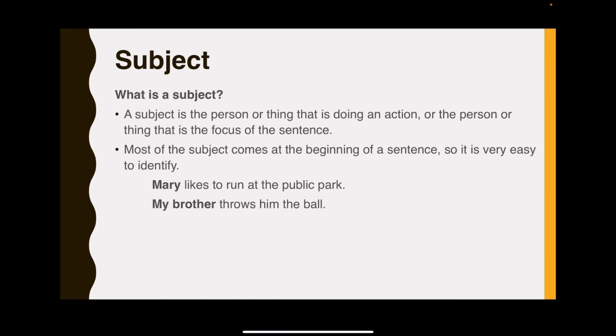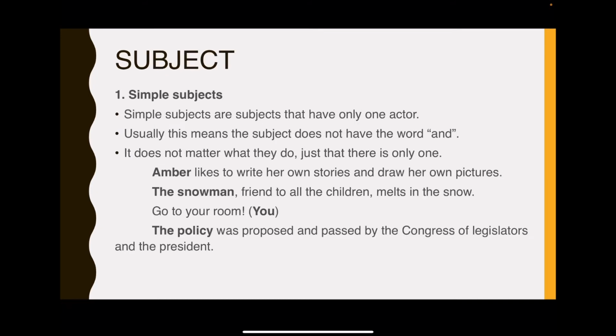Okay, and the subject itself can be divided into three subtypes, namely simple subjects, compound subjects and complete subjects. Okay, let's start with the first one. The first one is called simple subjects. The reason why it's called simple subjects is that there is only one actor. Okay, there is only one actor, so there is no use of a coordinating conjunction in the subject part.